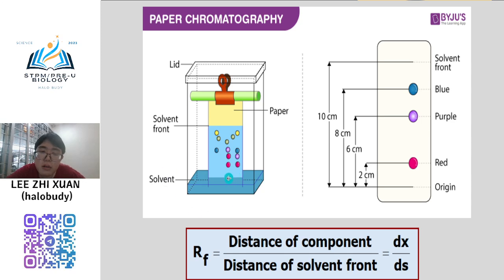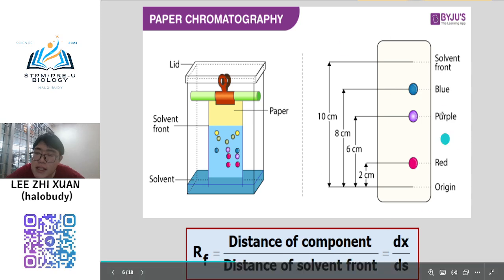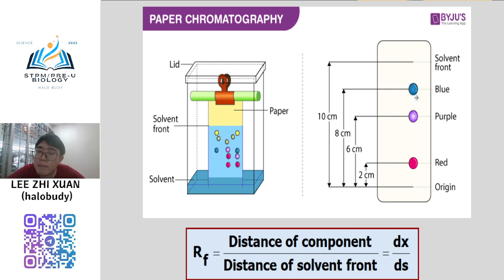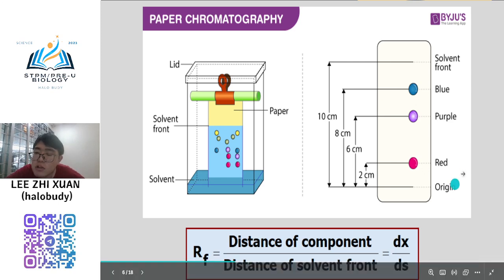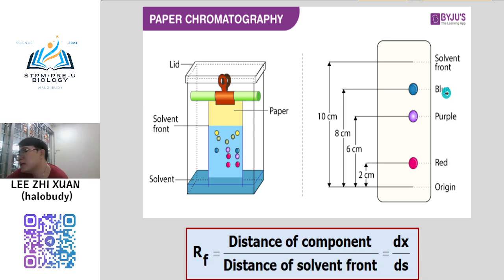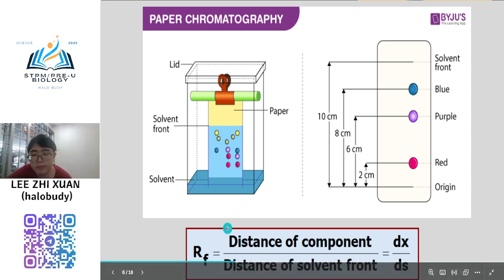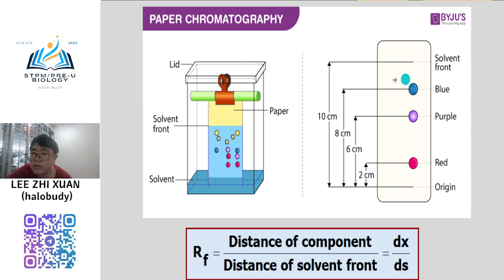At the same time, your sample, your unknown, starts to separate. When you see this diagram, it means this sample contains three pigments, three different components: red, purple, and blue. And then you need to know how to calculate Rf. This is just a parameter to know whether the separation is good or not.